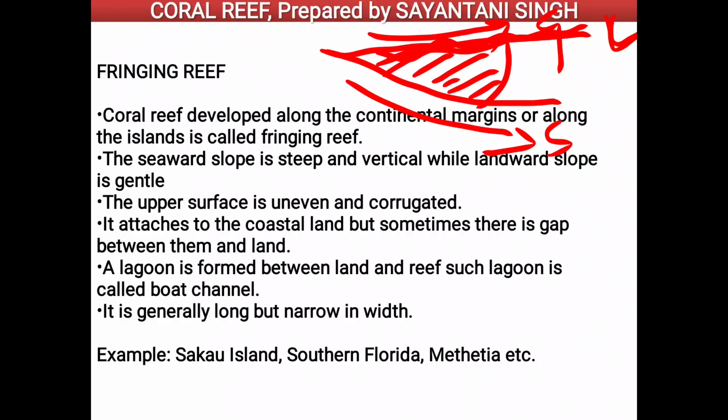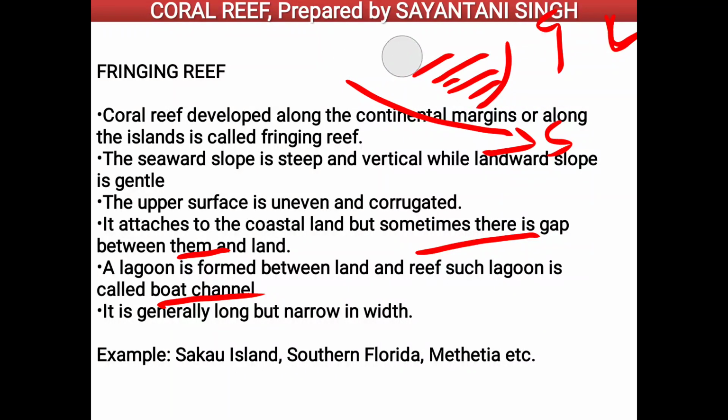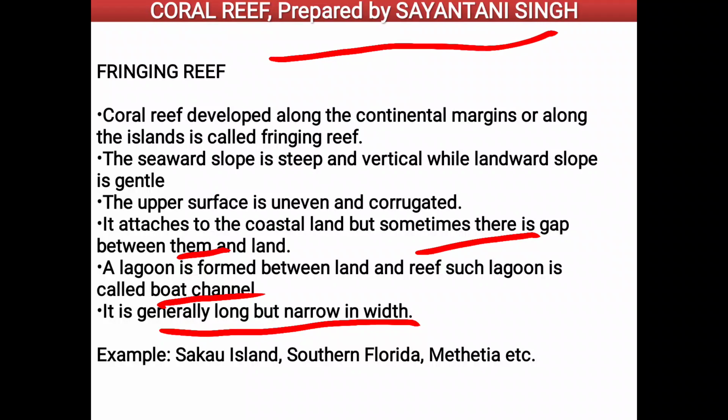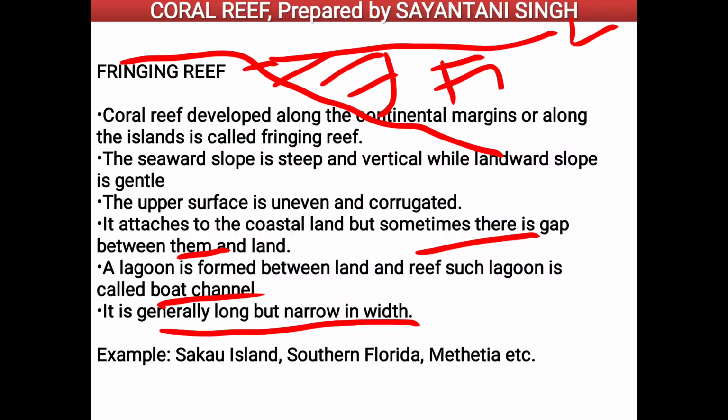This is the land area, and sometimes there is a gap between the land and the reef, and a lagoon is formed between land and reefs. Such a lagoon is called a boat channel. If there is a gap between the land and the reef, that is when a boat channel forms. They are generally long and narrow in width. So if this is land, in this region fringing reefs are formed. For example, Sakau Island, South Florida, Methia are locations where fringing reefs are found.